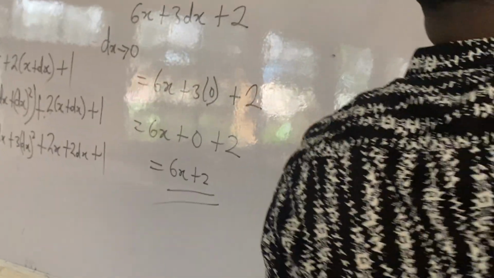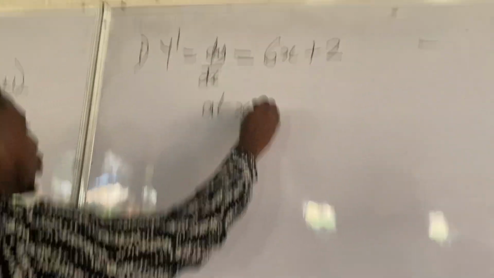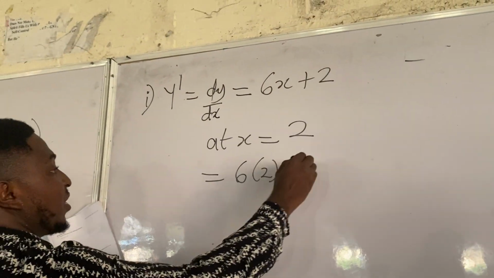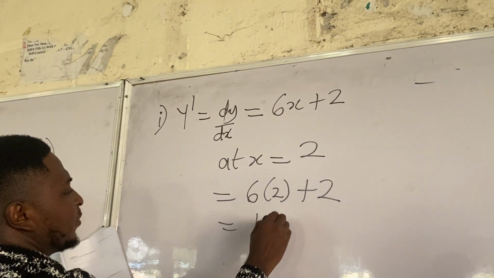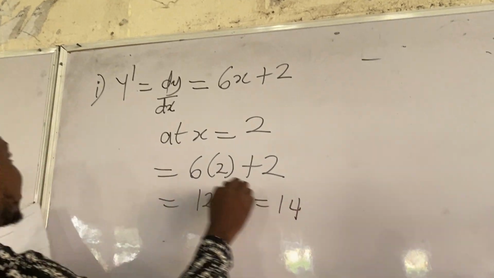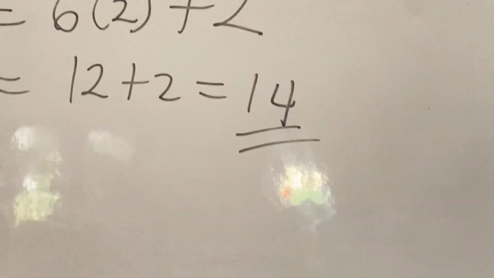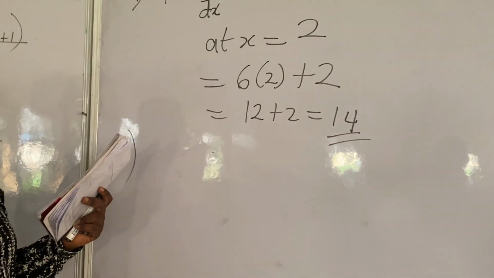6x plus 2, right? So at x equals 2, anywhere you see x, you put 2. 6 into bracket 2, plus 6 times 2 is 12, 12 plus 2 is what? 14. Class, this is the answer to part i of activity 4.2.